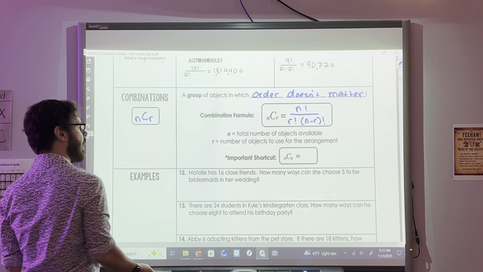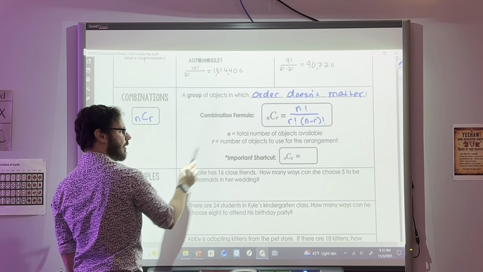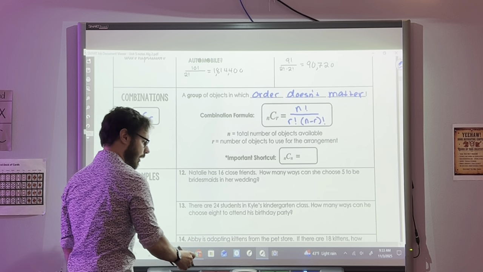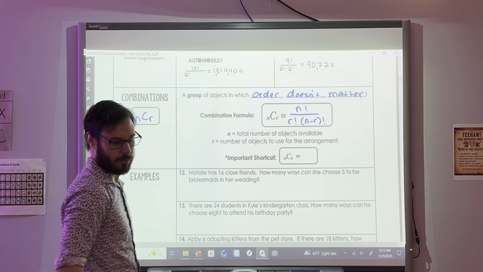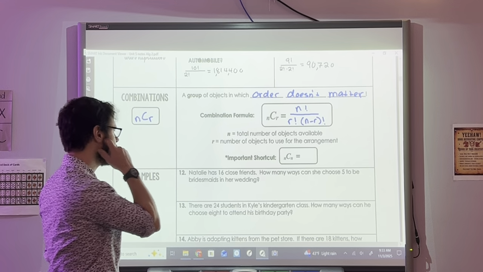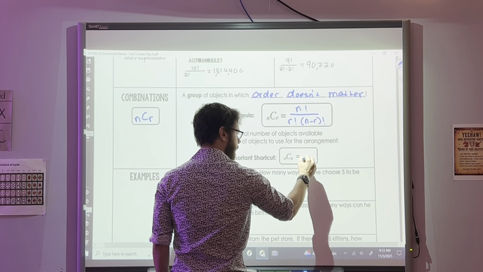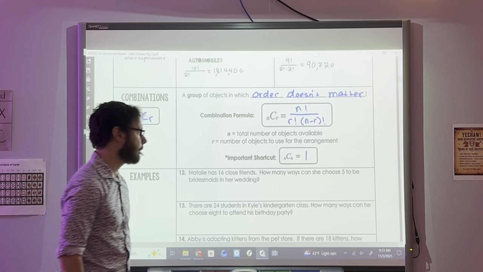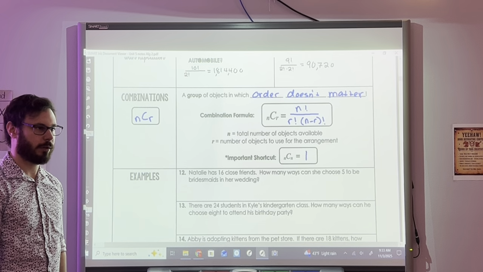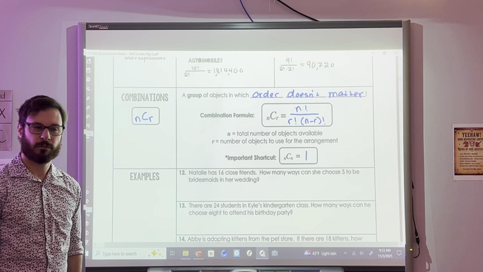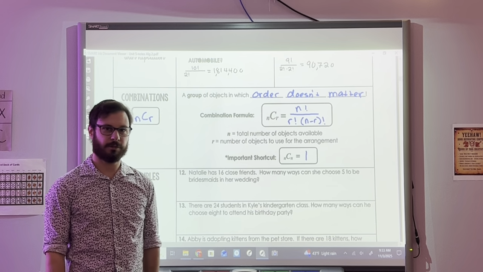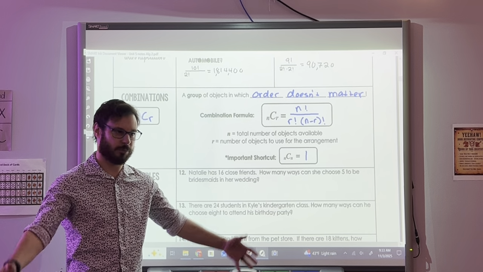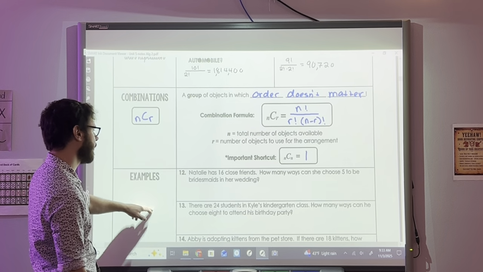Again, the total number of objects is n. The number we want is r. So your shortcut for n choose n is 1. How many different ways can you pick? Like if I have 8 kids for an assignment, I want to pick all 8 of them. There's only one way I can pick if order doesn't matter, so I'm going to take them all.